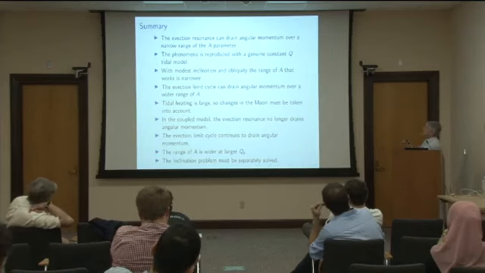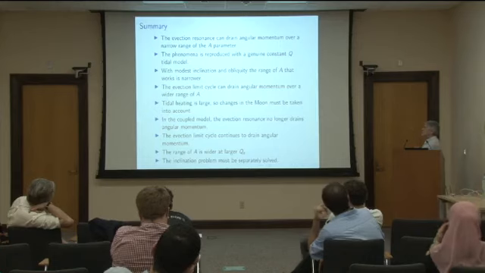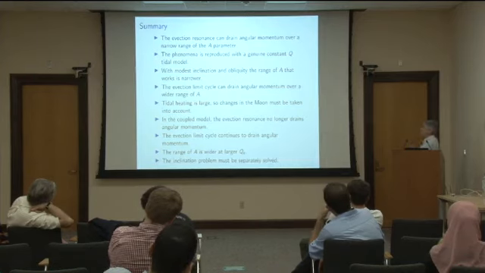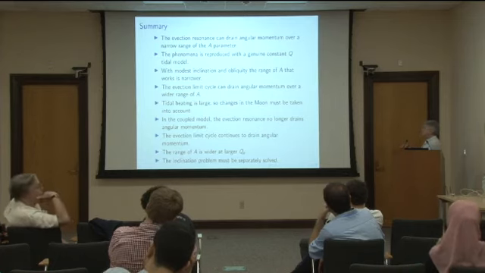The evection limit cycle can withdraw angular momentum over a larger range of A parameter. Tidal heating is large in the evection resonance, so the moon's thermal state must be taken into account. We made a model to do that, and the evection resonance no longer drains angular momentum, but the limit cycle does. And there you go.